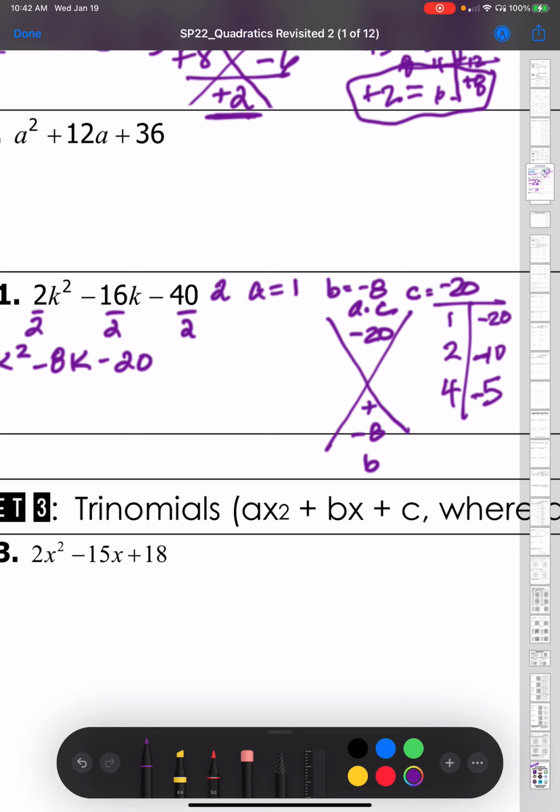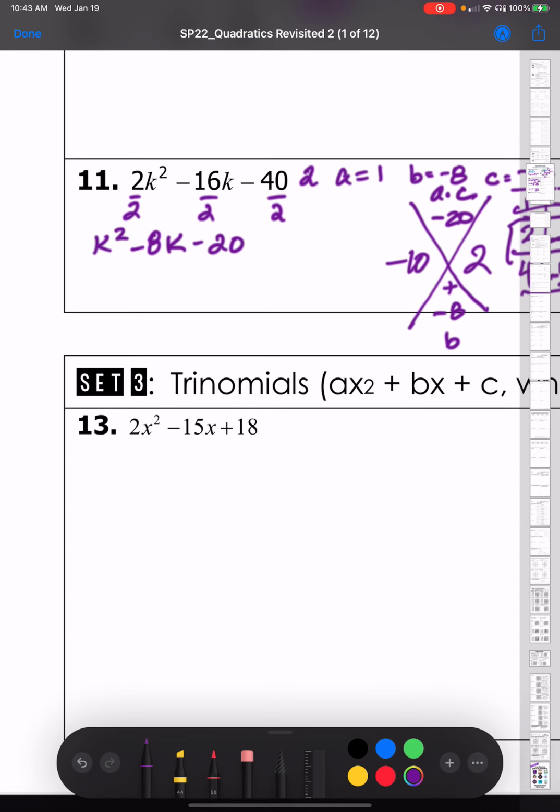And then let's look. We have negative 20 plus 1. That's negative 19, not negative 8, which is what we need. Negative 10 plus 2. That gives us negative 8. So there are our factors. And I don't really need to go any further because negative 5 plus 4 is going to be negative 1. So we know that negative 10 and positive 2.